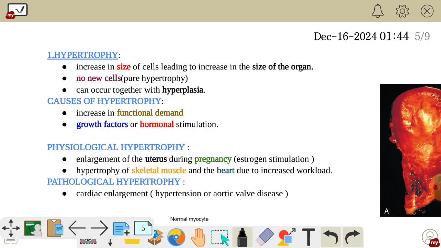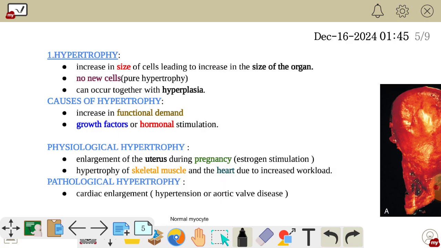So what are the causes of hypertrophy? Hypertrophy can be caused by an increase in functional demand. So if an organ has an increase in functional demand, then the cells of that organ will increase in size. Then apart from that, the causes of hypertrophy can be stimulation by growth factors and hormones. So certain hormones can stimulate organs to become larger in size, okay, or growth factors.